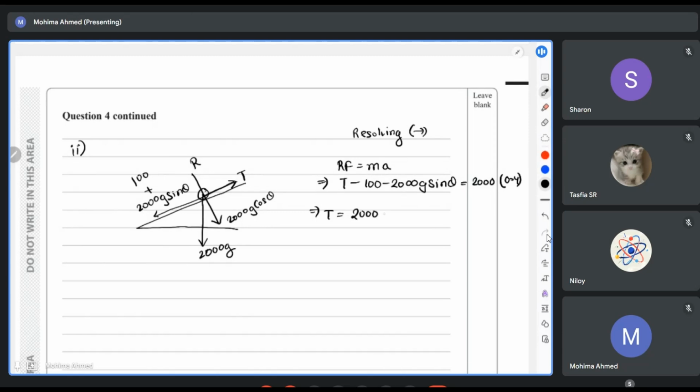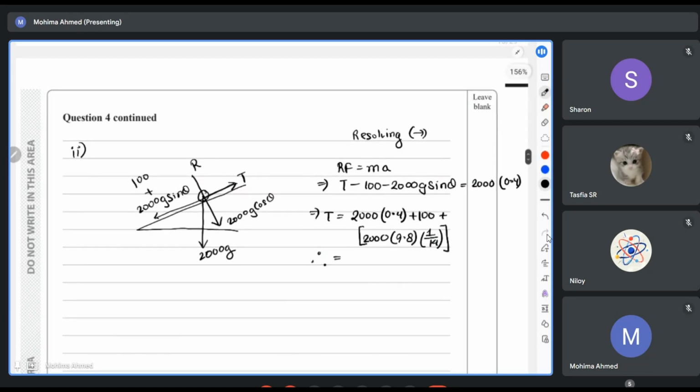So you just have to make T the subject of this. It's just going to be 2000 multiplied by 0.4 plus 100 plus 2000 multiplied by 9.8 multiplied by 1/14, because sine theta was 1/14. I think there will not be enough space, so let's write it down. Right, so please calculate this and tell me the value for your tension.